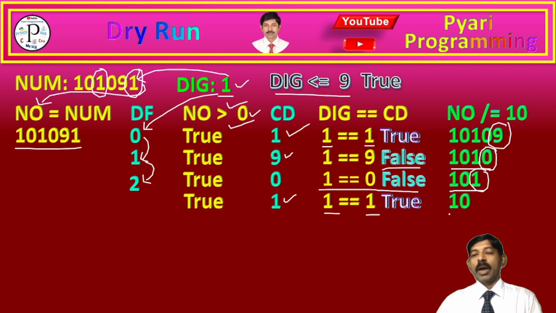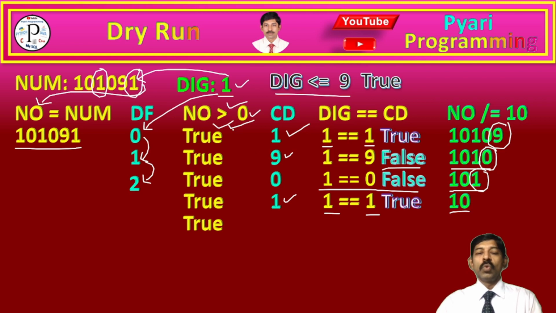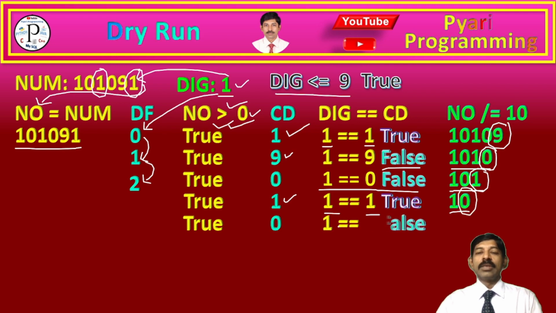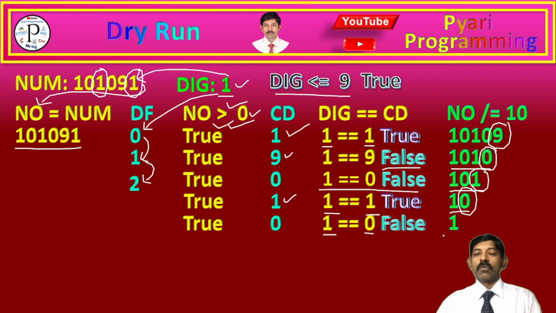Reduce the number. I got 10. 10 is greater than 0. True. So extract the current digit which is 0. 1 is equal to 0. dig is 1. Current digit is 0. Both are not equal. That's why it is false. Reduce the number. I got 1.